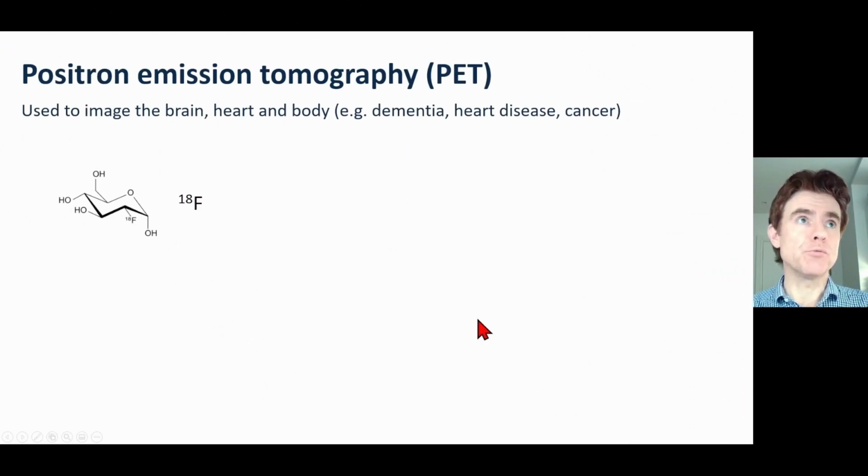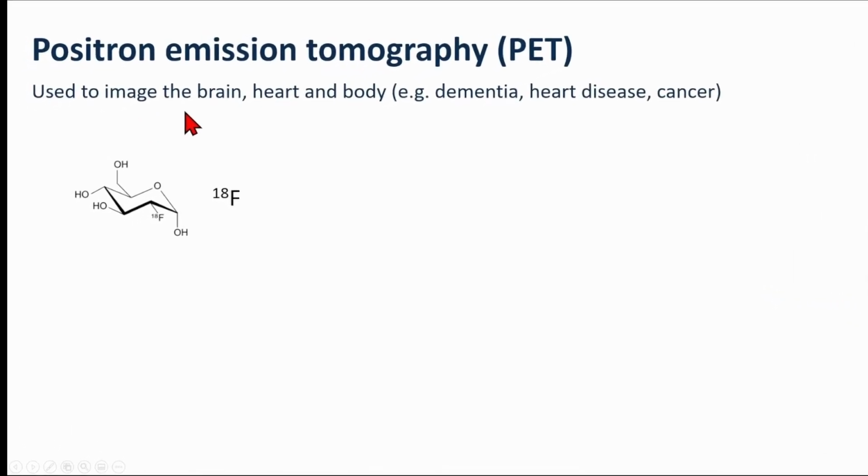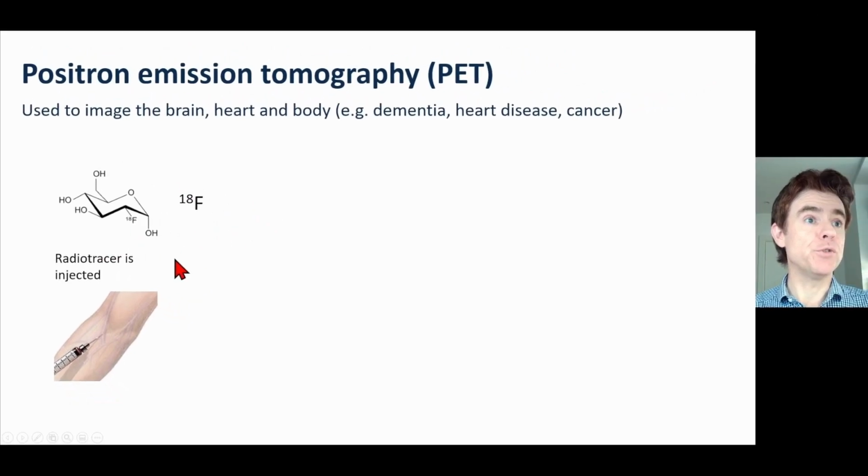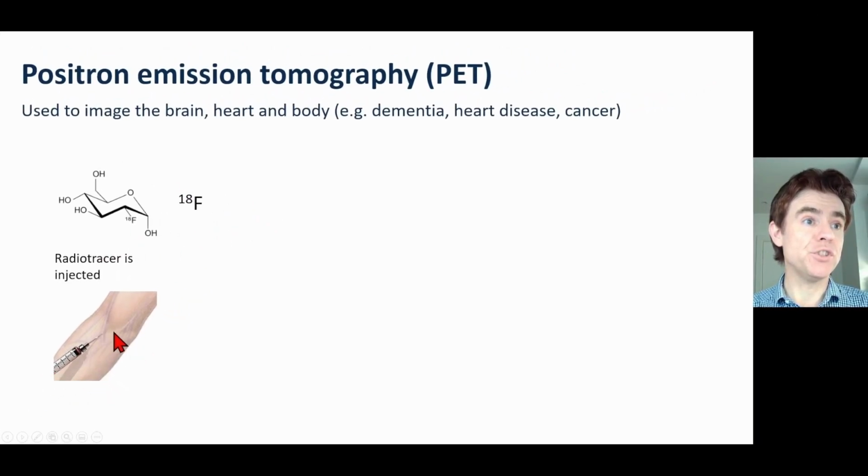So a quick review of positron emission tomography. This is a medical imaging modality used to image the brain, the heart, the body. Typically, we use a radioactively labeled form of sugar, a glucose analog known as fluorodeoxyglucose, and that's depicted here. But of course, it can be any kind of radiotracer, any kind of compound of interest. And so here with fluorodeoxyglucose, this radioactive sugar is injected into the bloodstream.